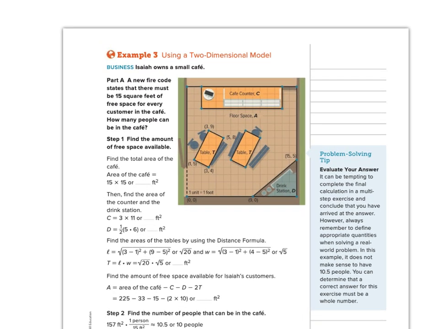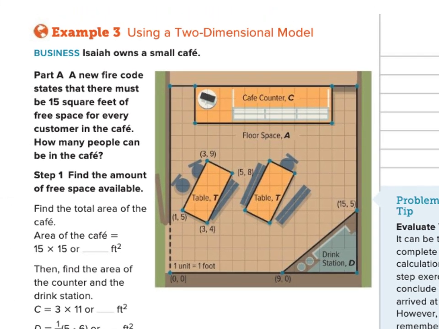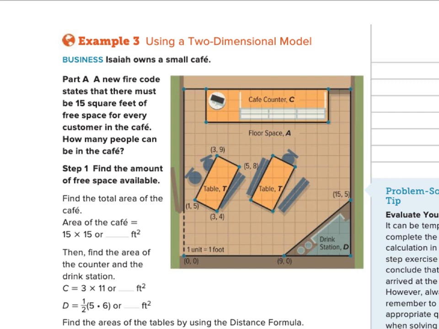Looking here, again, using these two-dimensional models, it looks like it's a model of Isaiah's cafe. The new fire code states that there must be 15 square feet of free space for every customer in the cafe. How many people can be in the cafe at any time?